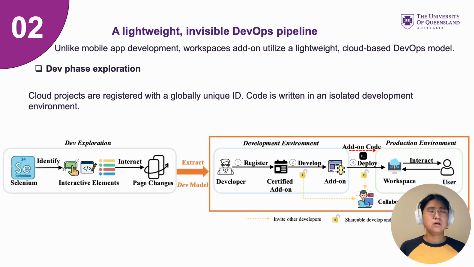And in the developer phase exploration, we register to be a developer. We enumerate all the interactive elements like the button, the code box, and the other elements.